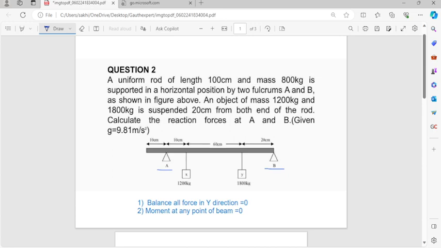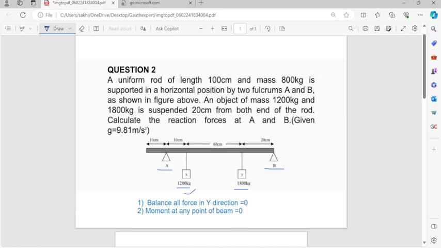These two supports are fixed supports, meaning they can cause reactions in both directions, in the y direction and the same as the x direction. So here we have two masses, 1200 kg and 800 kg, on the beam at 20 centimeters from B and 80 centimeters from B.